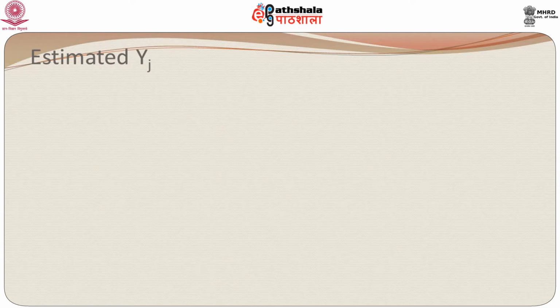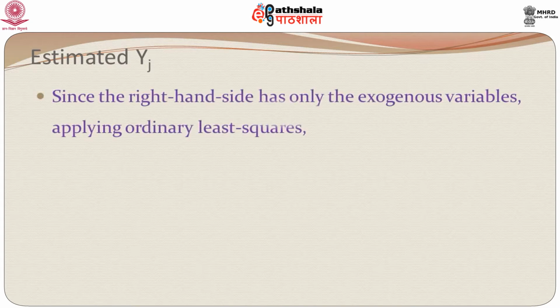Notice something about this new equation. In this new equation, the right hand side consists only of the x's. You do not have any y's here, and hence we can apply ordinary least squares here. Ordinary least squares would lead to pi_j hat being equal to Y_j x'(x x')^-1. So, we get an estimate of the pi_j's.